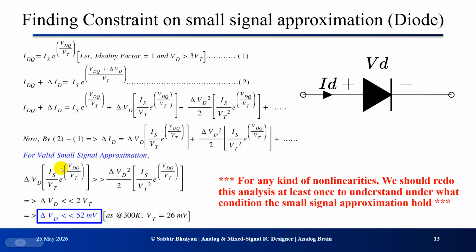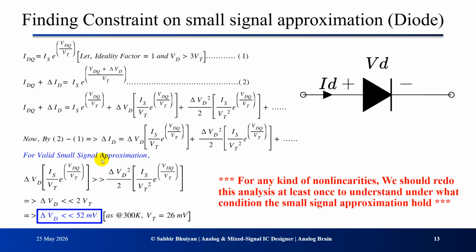Now IS cancels, one VT cancels, one del VD cancels, and e to the power VDQ by VT also cancels. So del VD is less than twice VT. What is VT? VT is nothing but 26 millivolt at 300 Kelvin. So del VD is less than 52 millivolt. What does it mean? It means your small signal Vin should be such that del VD does not cross 52 millivolt. It will be less than 52 millivolt for a valid small signal approximation.